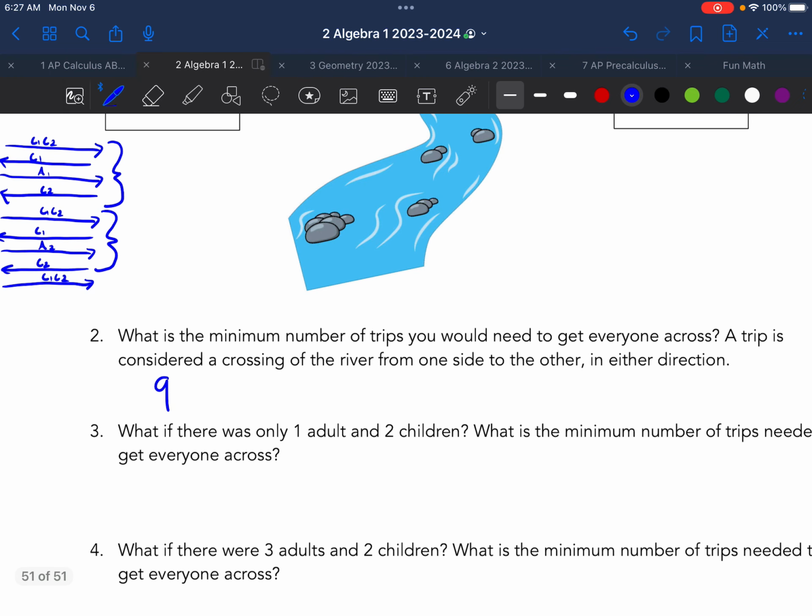All right, we're on number 3. If there is only 1 adult and 2 children, what is the minimum number of trips needed to get everyone across? And again, my hint for you is there are less building blocks over here.